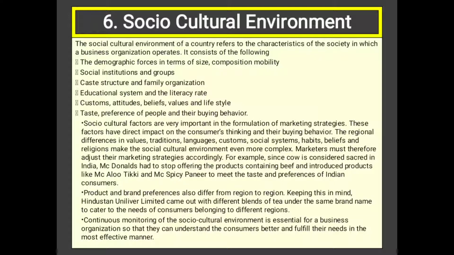Then caste structure and family organization: what kind of family, joint family or singular, nuclear family. These aspects, then caste structure, what kind of castes are there, that also has an influence on the business. Educational system and the literacy rate: whether people are educated. Now you are starting an online business, all in English language, and people do not know how to use the mobile at all. Then will your online business work? So in which area you have to start? You have to think about that.